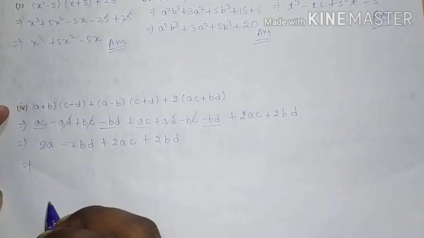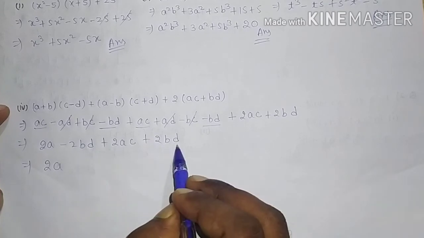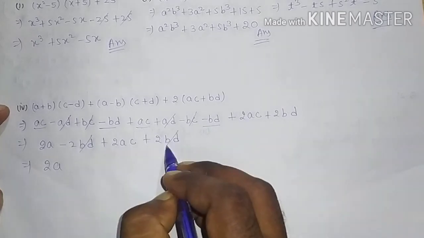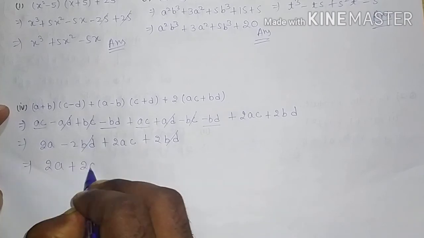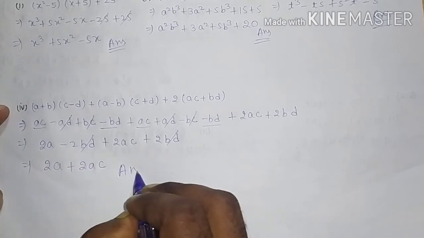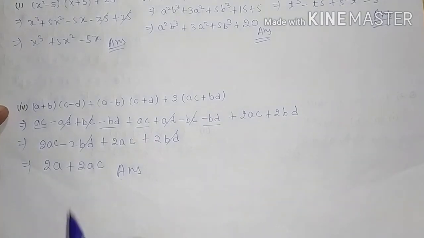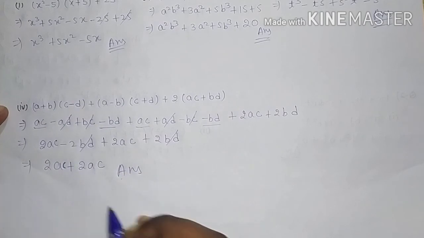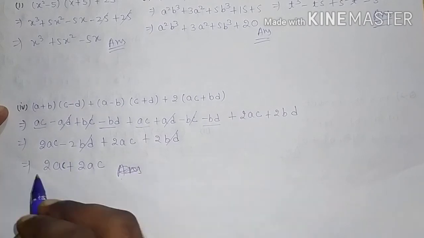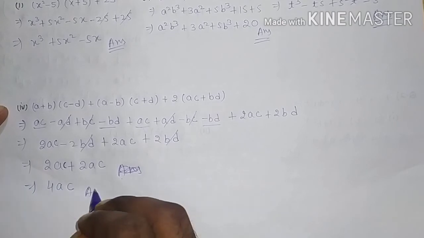Now minus 2bd and plus 2bd will be cancelled out, and here 2ac is left, so plus 2ac, and this is the answer. So this is 2ac and this is 2ac, so 2ac plus 2ac, it will be 4ac, and this is the answer.